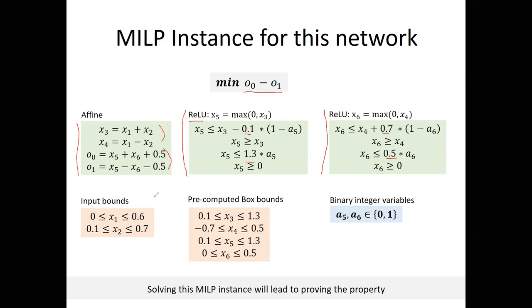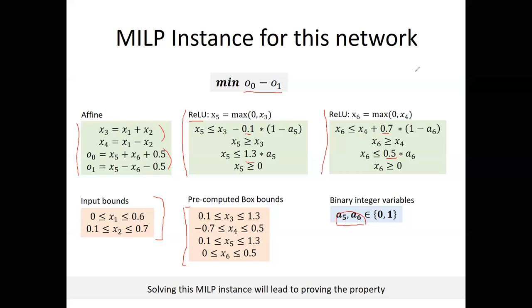The input bounds are here on the input neurons, right? X1 is in this range, X2 is in this range, and here are the pre-computed bounds that you get by running the box analysis. So each of these neurons, X3, X4, X5, X6, is bounded. We also have bounds on O0 and O1, but we're not using them because we are trying to compute tighter bounds here with the MIP. Here are your binary integer variables. You have as many binary integer variables as you have ReLUs, and as you remember, they take the value 0 or 1.